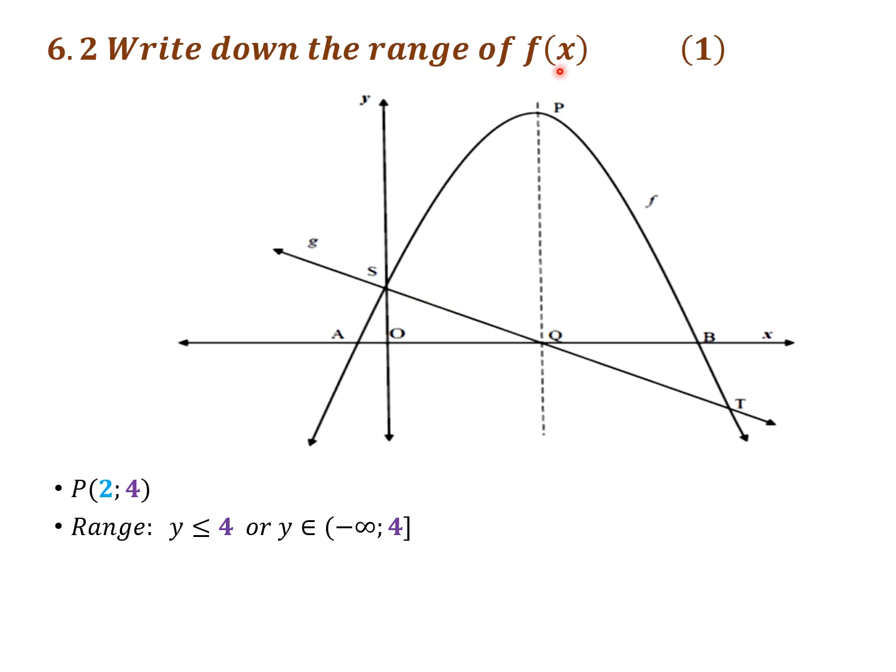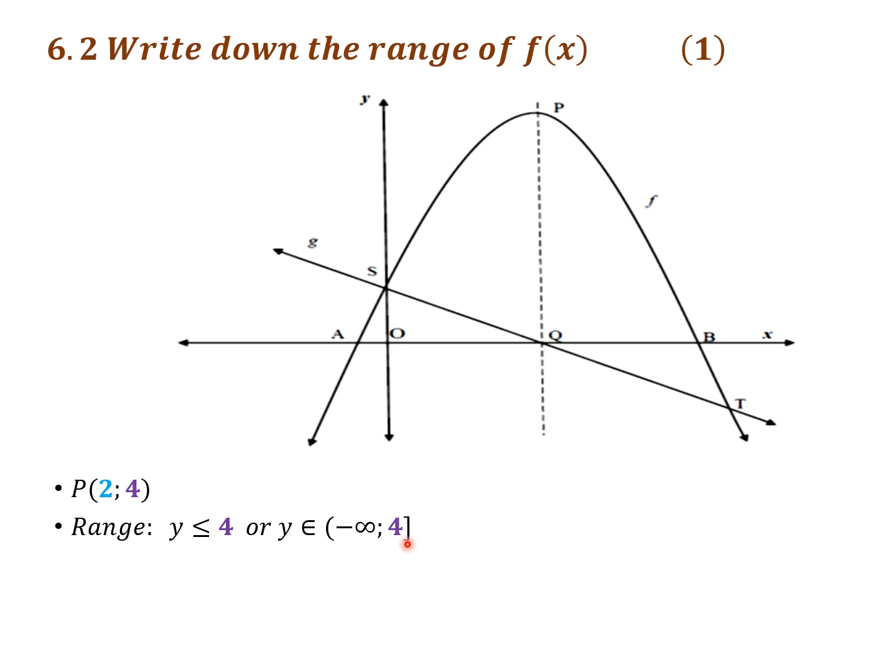6.2, write down the range of f of x. So we can't find the range if we don't have the turning point. So at this turning point, the highest y value that it's gone to was 4. From there, it's not going higher than 4. So from there, the graph is actually moving down on both sides. You can see there. So therefore, my range is going from that point and becoming smaller. So we would say y is less than or equal to 4, meaning from there and smaller. Or y is an element of (negative infinity; 4].